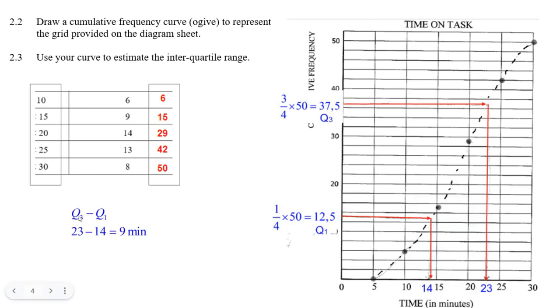What's the interquartile range? It's the difference between the third quartile and the first quartile. So that's 9 minutes. And there's your Ogive question all done.